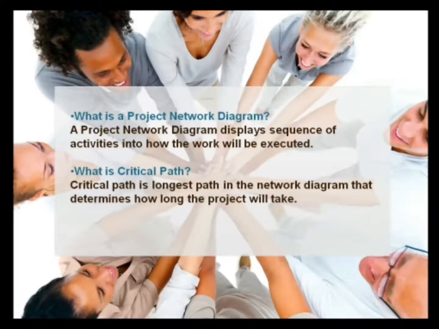Then what is the critical path? The critical path is the longest path in the network diagram that shows how long your project will take. So if the duration of the critical path is 35 days, that is how long your project will take. And the critical path can only be determined if you have the project network diagram.